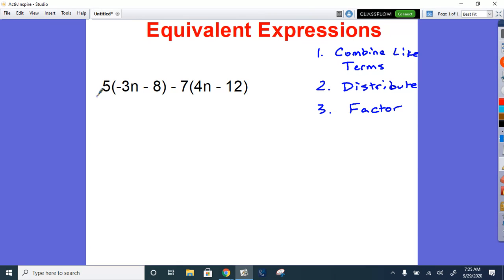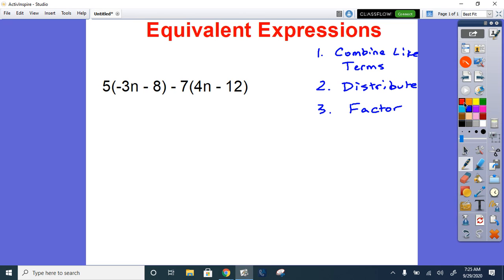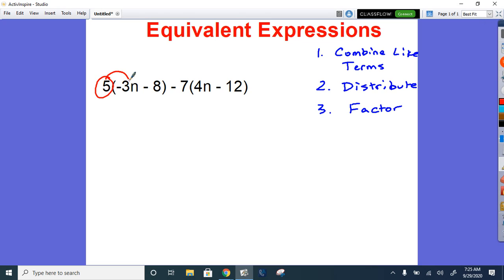What I see first here, a lot of times when we see terms in parentheses, we should be thinking, I have distributive property here, which we do. So the factor we are distributing to the first set would be 5, and make that 5 times negative 3n, and then 5 times negative 8. 5 times negative 3n is negative 15n. 5 times negative 8 is negative 40.